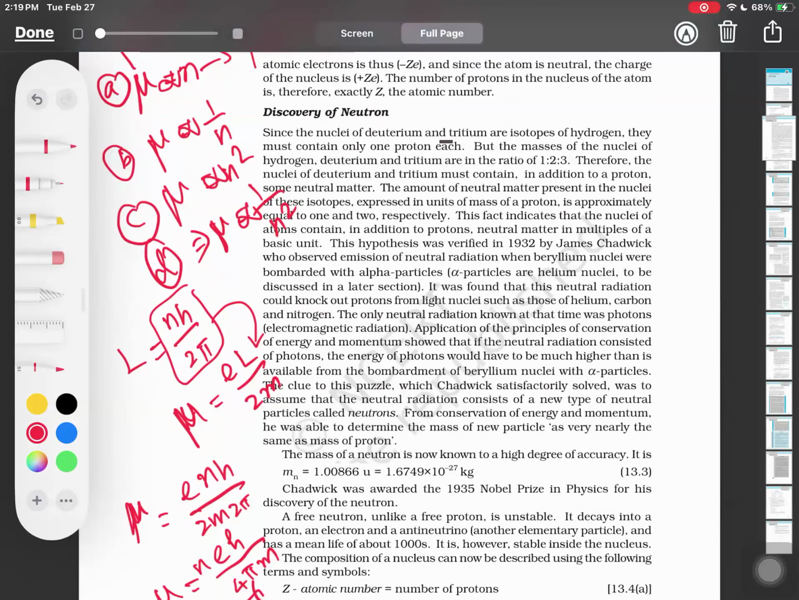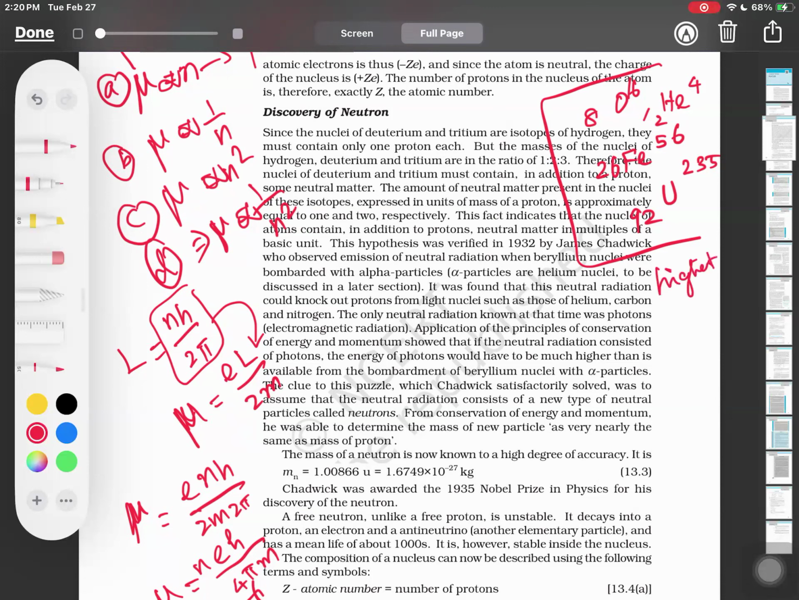Then you'll be given some atoms with their atomic number and mass number, like oxygen, then helium, then iron, then uranium, everything is given. Out of these four, what you have to do is find the highest neutron ratio.